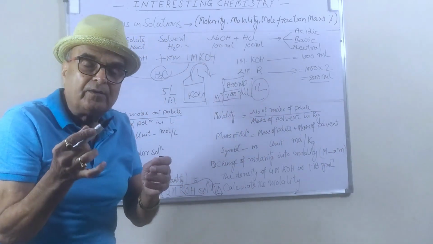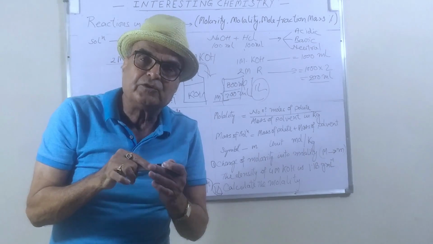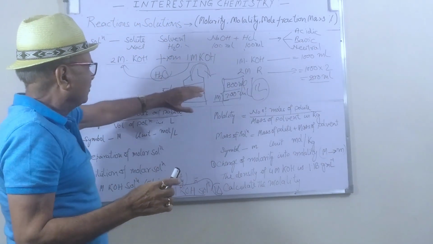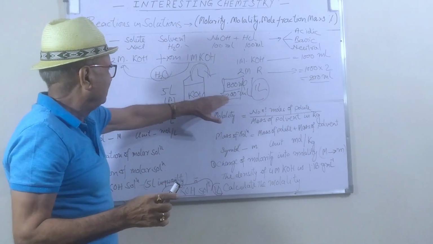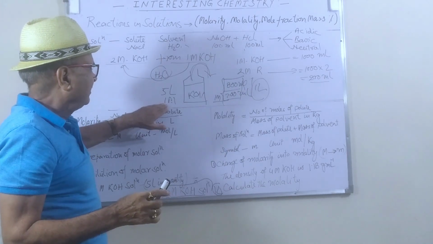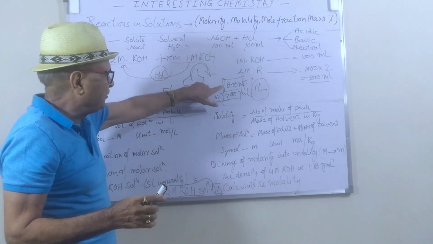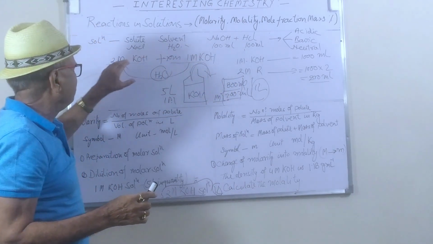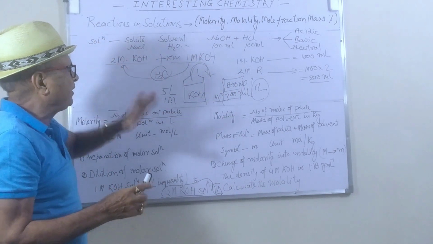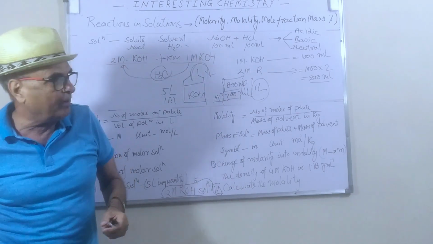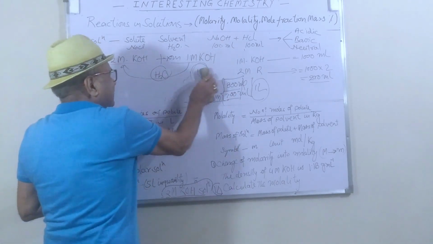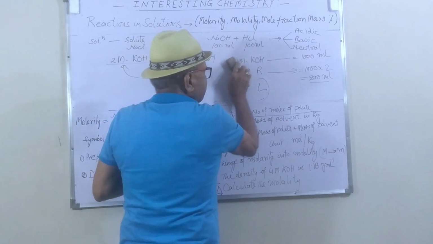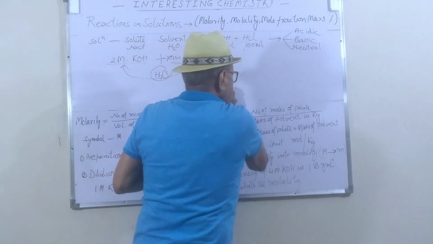So here you have to say, when you take out 200 milliliter of 1M solution and add 800 milliliter of water, that solution will be 0.2M KOH. I think that you have understood. I will explain the same question again with the second method.